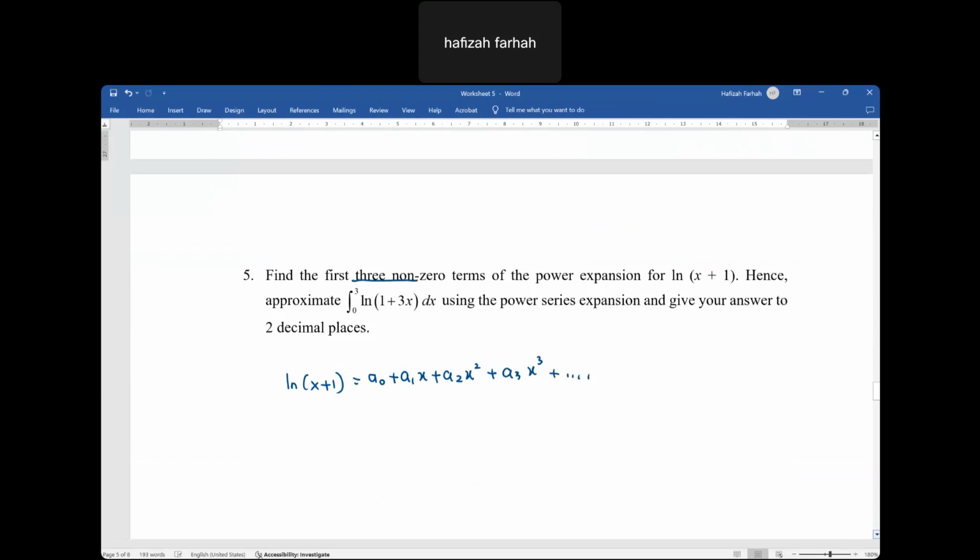Then you find the derivative. And then let x equal to 0, and then substitute back into this. Once you get the series, you can just substitute back into this integral and find the value. This one I don't need to give the answer.